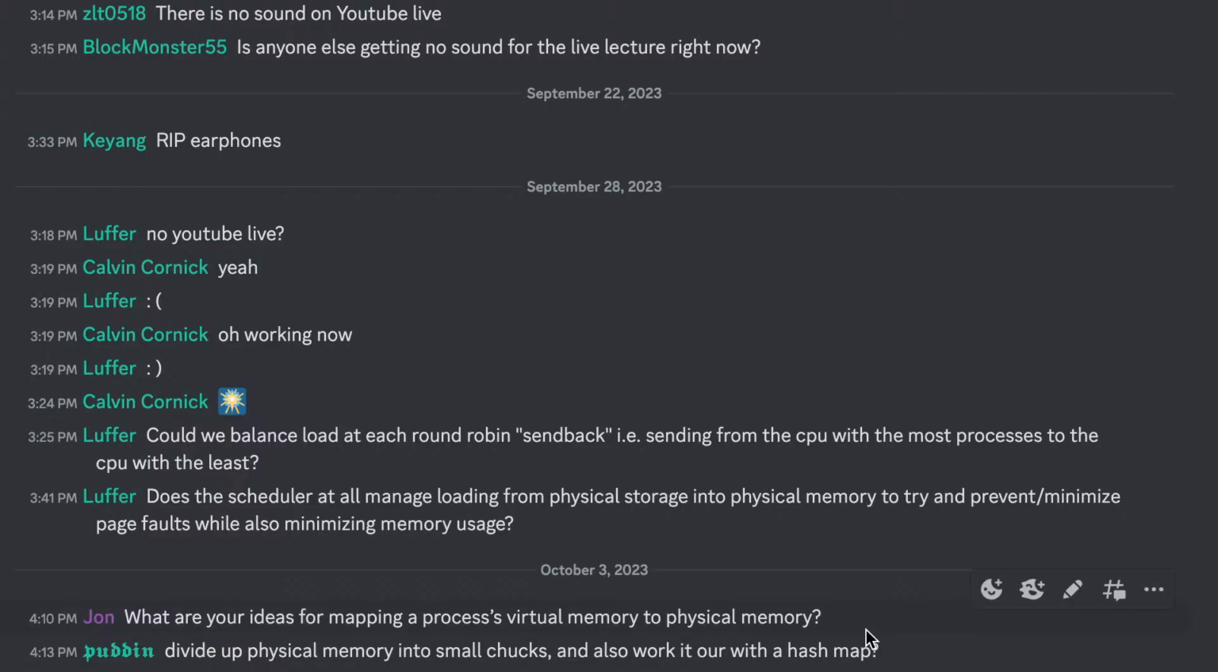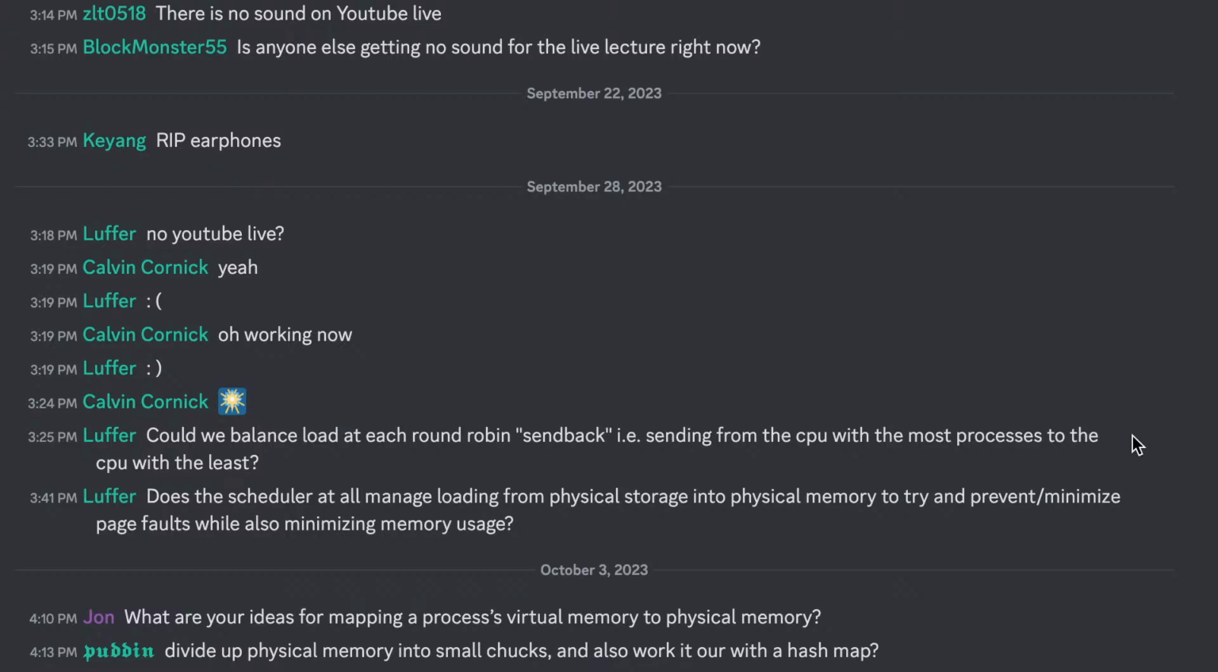Another idea: divide up memory into small chunks and work it with our hash map. Hash maps, you should have implemented one. Hash maps are basically just fancy arrays that do the indexing for you. It essentially fakes a large index, makes it into a smaller one, but hash maps are essentially arrays. So if you can get away with arrays, that's also probably faster. So let's go with the first idea. I like the first idea of having blocks that represent stuff, and then you could just calculate it, right?